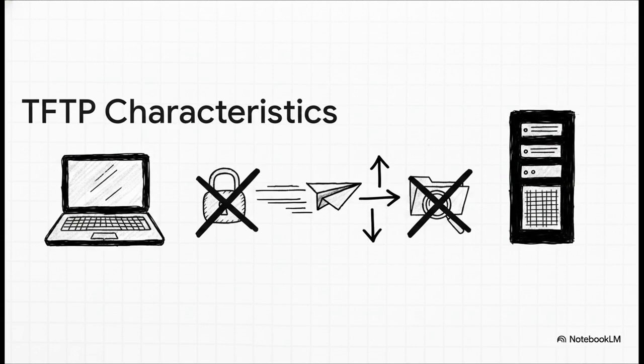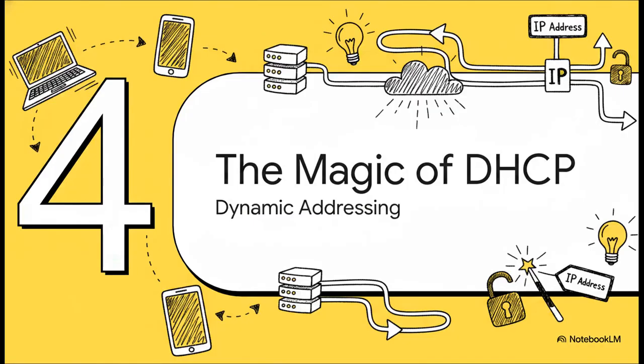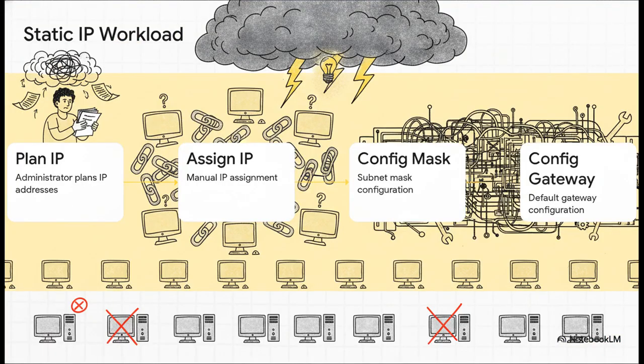And that brings us to Section 4, the absolute magic of DHCP and dynamic addressing. To truly grasp the magic here, you have to understand the absolute nightmare that IT admins dealt with before it: IPv4 static addressing. Picture this: an administrator had to manually allocate and physically type in the IP address, the subnet mask, and the default gateway on every single machine.